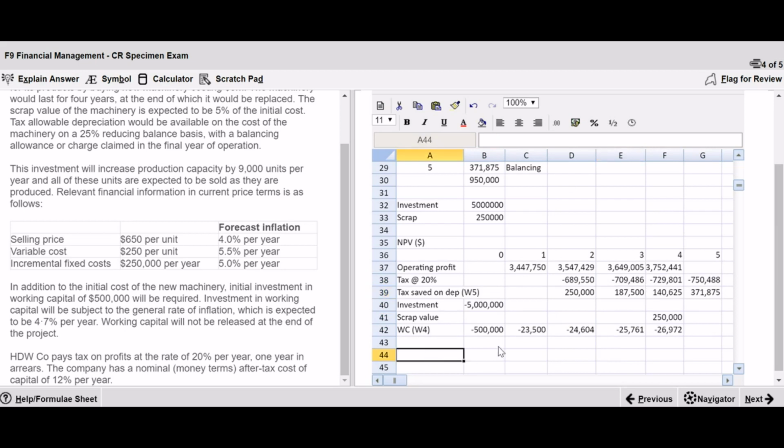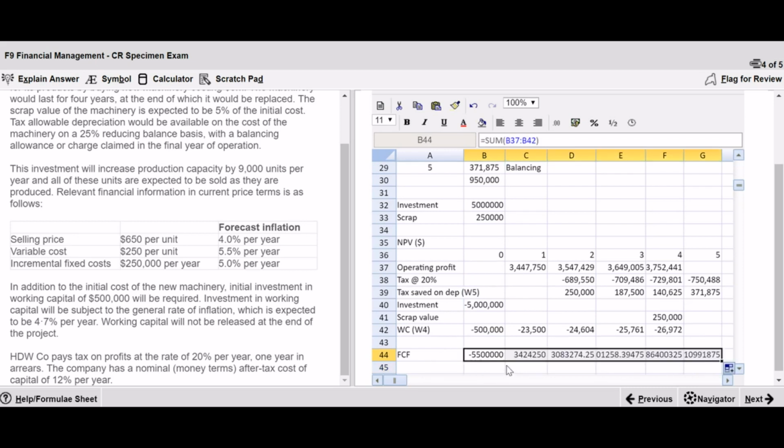Next thing is I can work out the free cash flows. So this is again my memory aid here, the Otis W, and this gives us the free cash flows. What I need here is the sum of B37 to B42. And we can just drag this forward and have the sum in all these years.